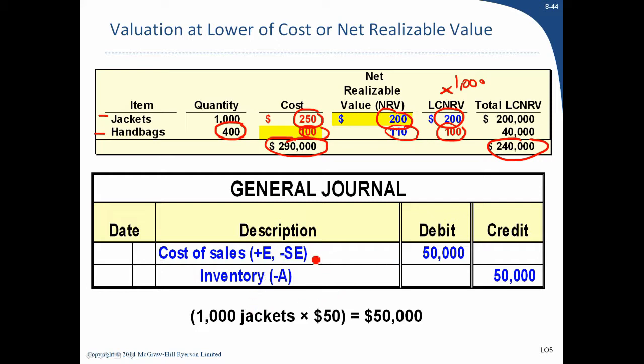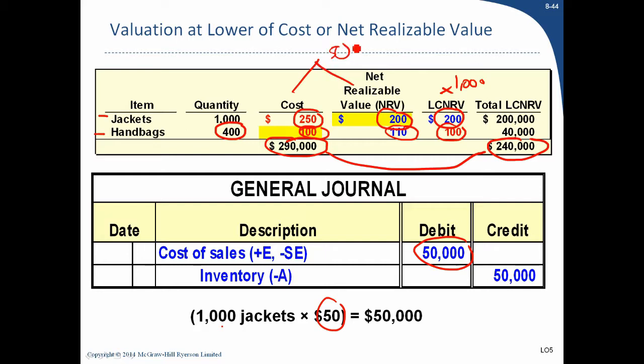We effectively have to increase our cost of sales for this year, even though we haven't made any additional sales. We have to recognize higher cost of sales today of 50, which is the difference between the cost and the LCNRV. You can look at it like we're making an adjustment to make sure inventory is recorded correctly. We know that inventory has to be 240, and it's sitting at 290. So we have to credit it by 50. The debit has to go to cost of sales. You can also reconcile this as 100 jackets at $50 a jacket, because you know the difference between cost and NRV is 50. So there's a few ways you can go about this.